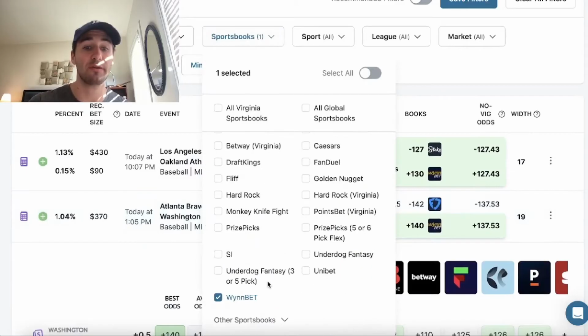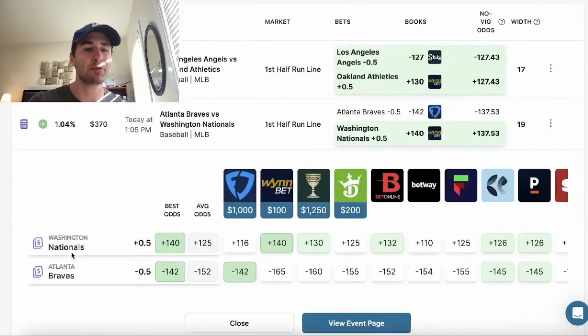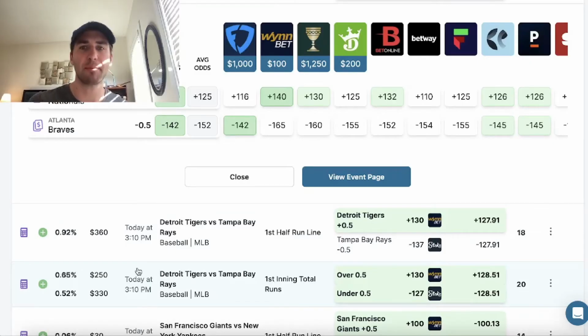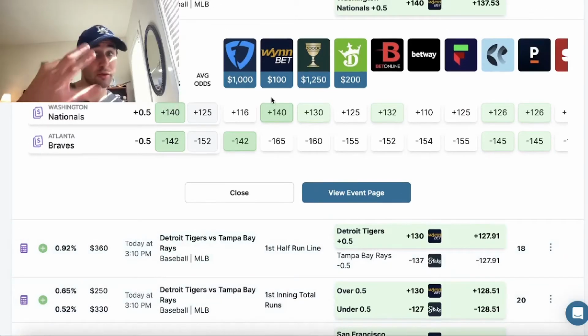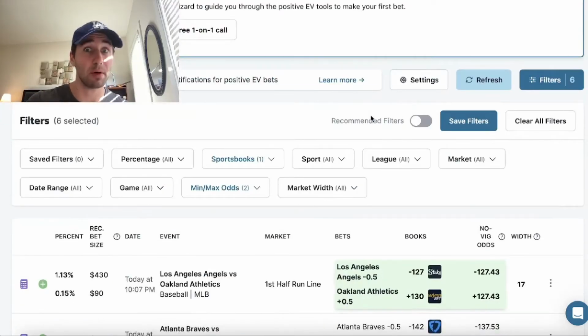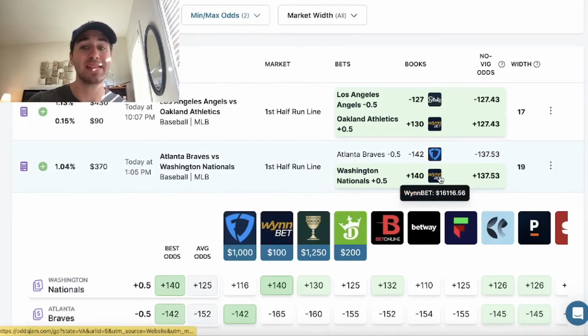So I just filter for WinBet, the sportsbook I decided to place the round robin on. I decided to go with a 3-pick round robin. The profit margin started to get a little lower, around 0.65% here. And using the OddsJam positive EV tool is pretty simple, right? You just want to hit the bet in bold that is highlighted in green. So here it would be Nationals plus half at plus 140 on WinBet, right?